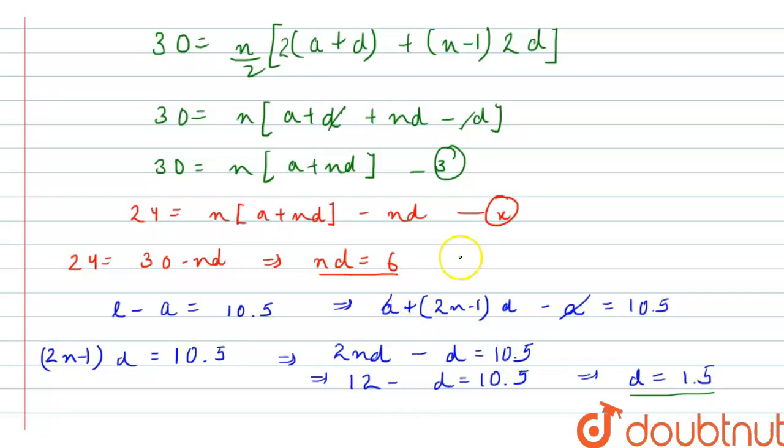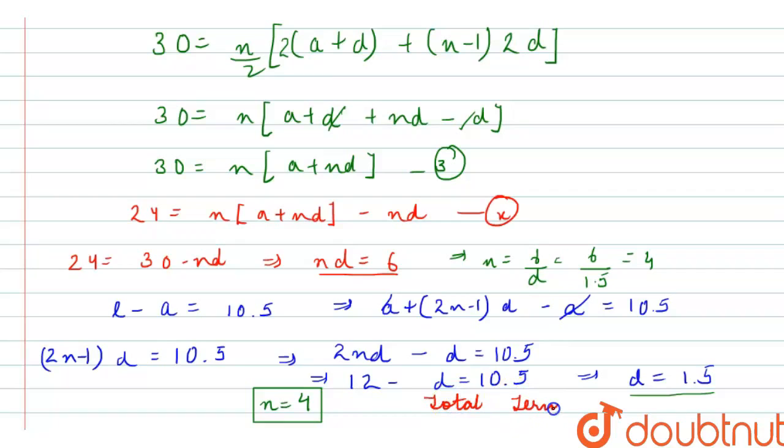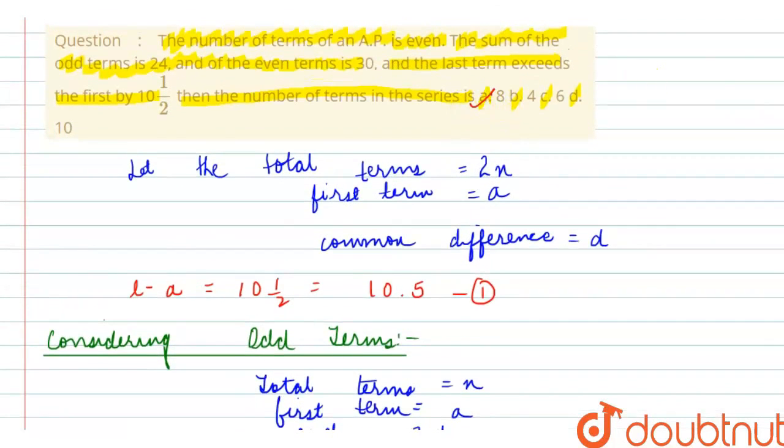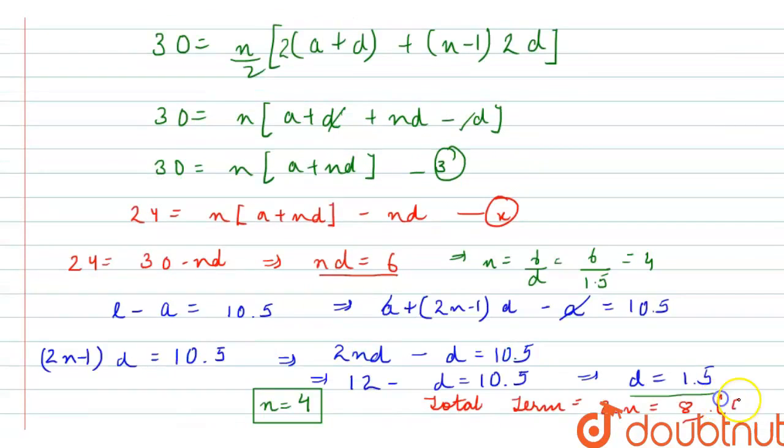Now using this value of d, we get n is equal to 6 upon d, which is 6 upon 1.5, which is equal to 4. So this is n, but initially we assumed that the total number of terms is 2n, which is equal to 2 into 4, which is equal to 8. So the total number of terms is 8. Let's see which option has 8 as the answer. So option A is the correct answer. I hope it is clear.